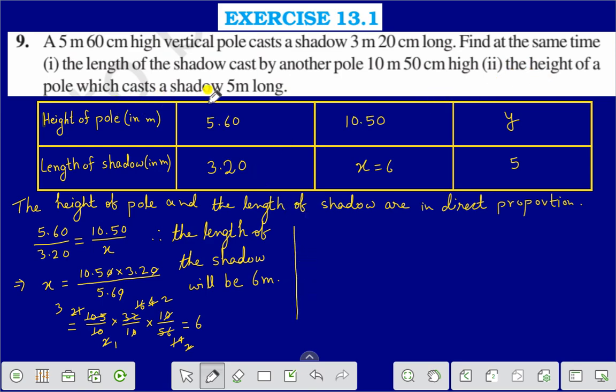Now question number 2: the height of the pole which casts a shadow of 5 meter long. Since they are in direct proportion, we can write 5.60 divided by 3.20 is equal to y by 5. Therefore, the value of y is equal to 5.60 into 5 divided by 3.20, right?